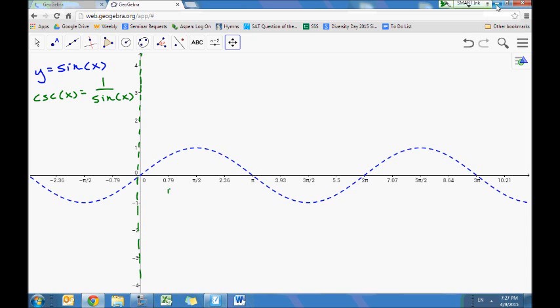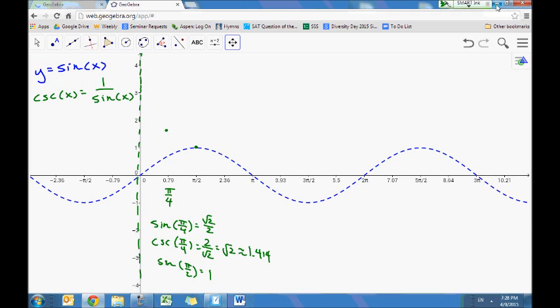The next value is pi fourths, and the sine of pi fourths is root 2 over 2. And so the cosecant of pi fourths is the reciprocal of that, or 2 over root 2, which simplifies to simply root 2, which is about 1.414. So at pi fourths, I'm at 1.414, and it's roughly about right there. Now at pi halves, the sine of pi halves is 1. And so 1 over 1 is still 1. So it'll touch right here.